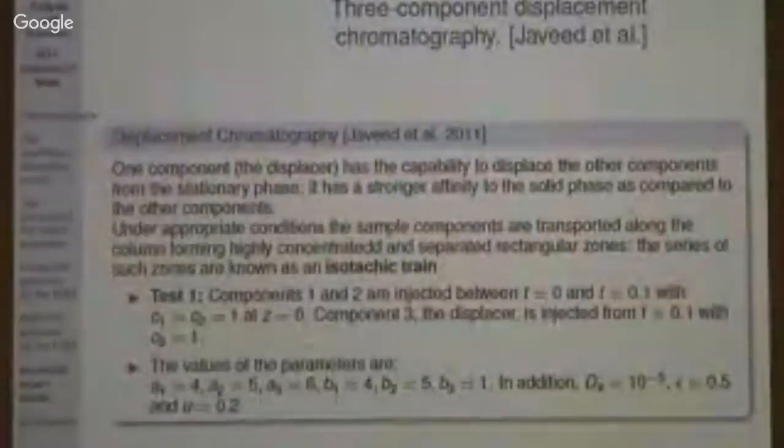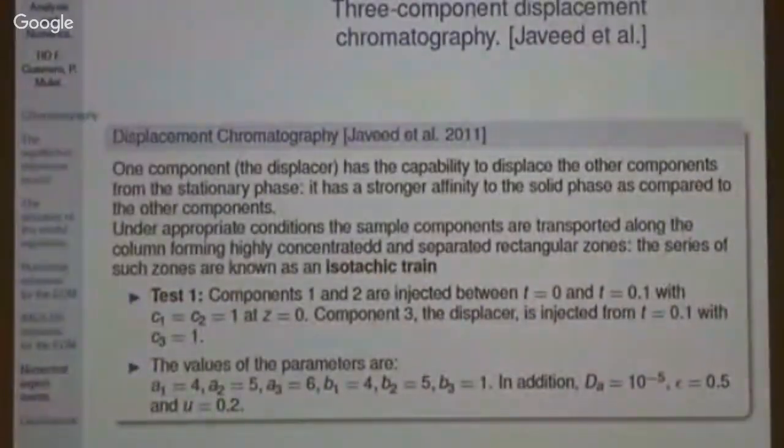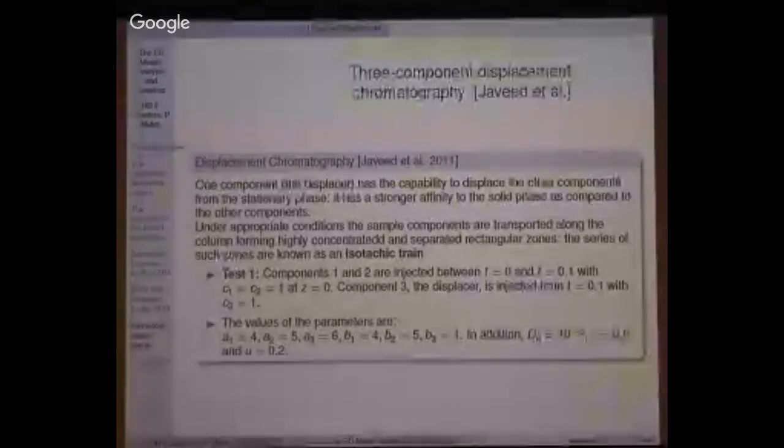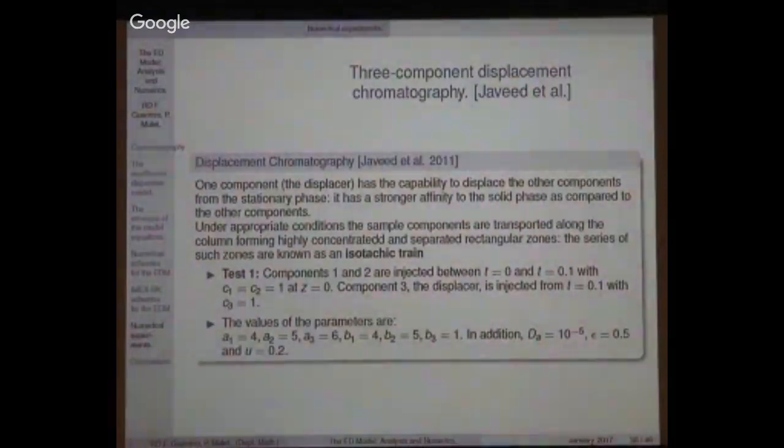You have to have appropriate conditions to form these isotachic trains, which you'll see in the next transparency. They are highly concentrated and separated rectangular zones, okay? Which is what you want to see. This is how you're going to separate your components, okay?